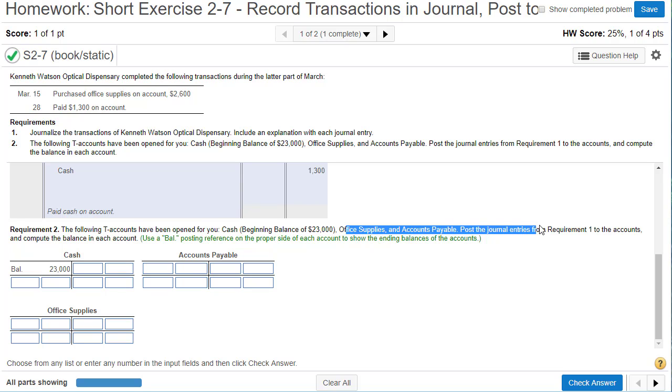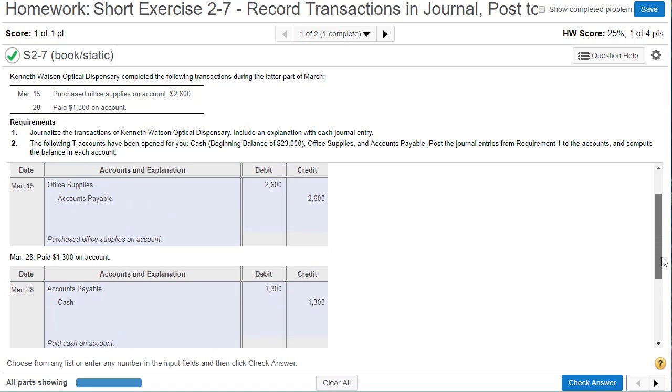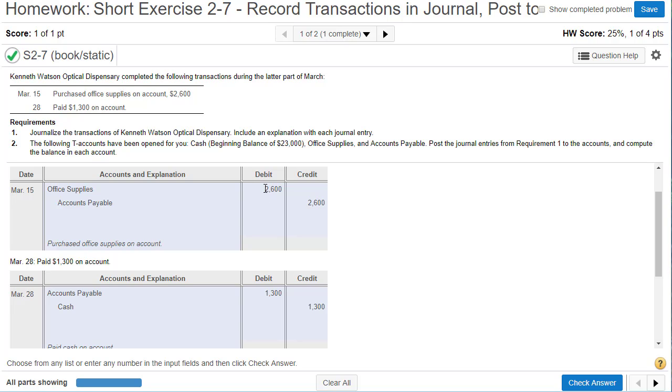We're going to post the journal entries from requirement 1 to the accounts and then compute the balance. Use BAL as a posting reference. So when we're done posting it, we have to use BAL to show which side has the balance. So the way we post is you start at the top of the journal and you just work your way down. So we're going to take these one at a time.